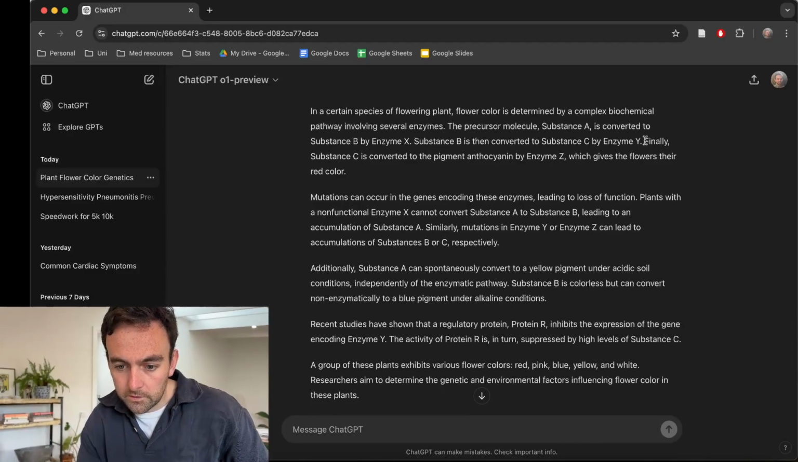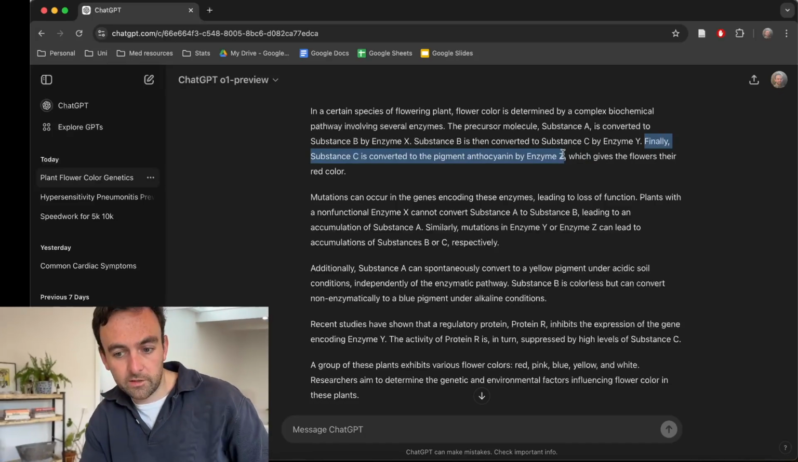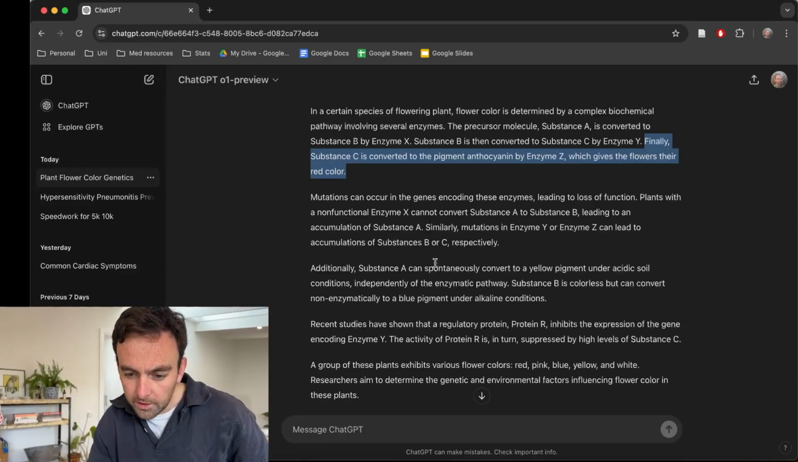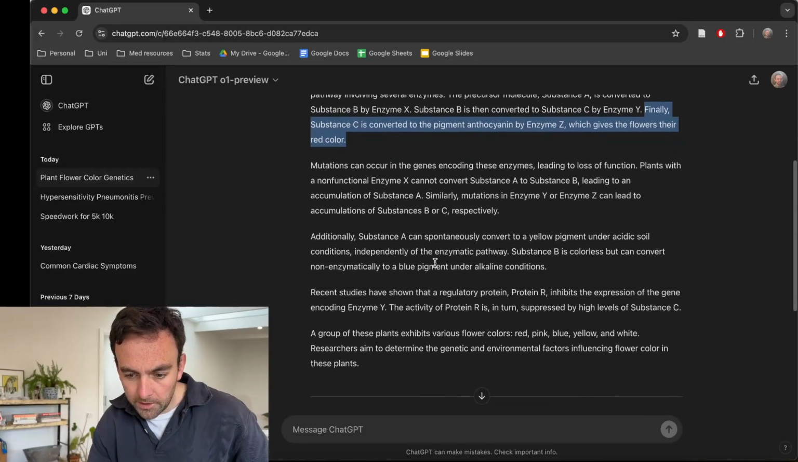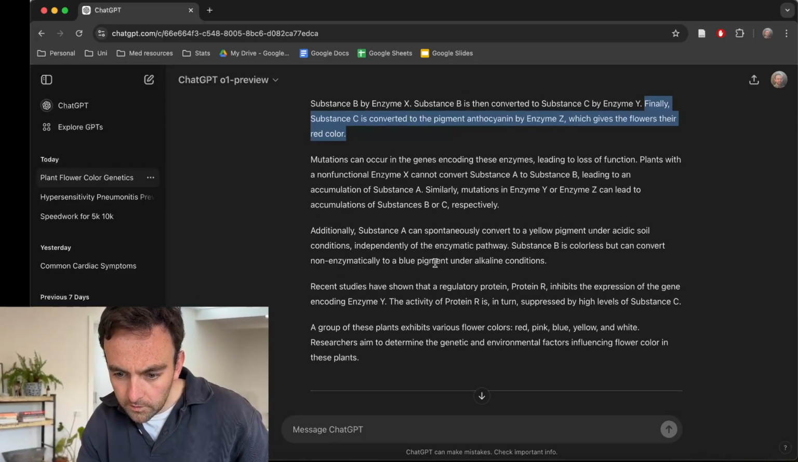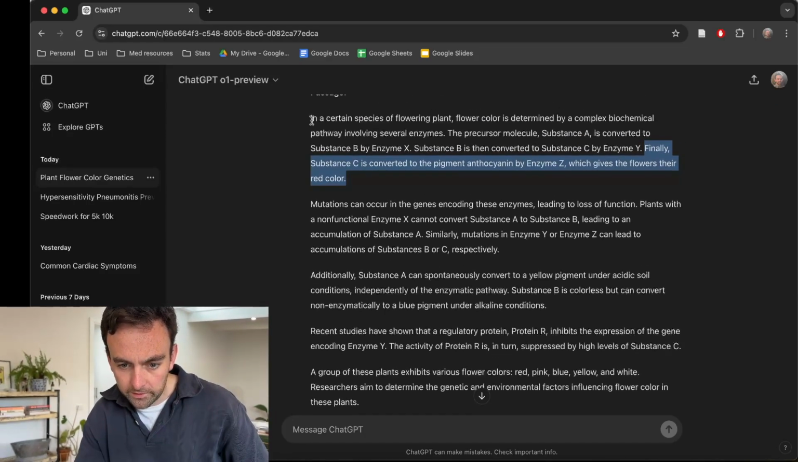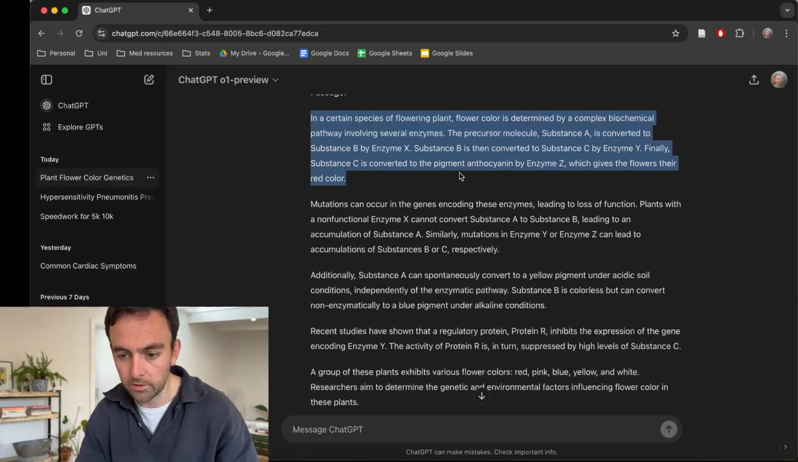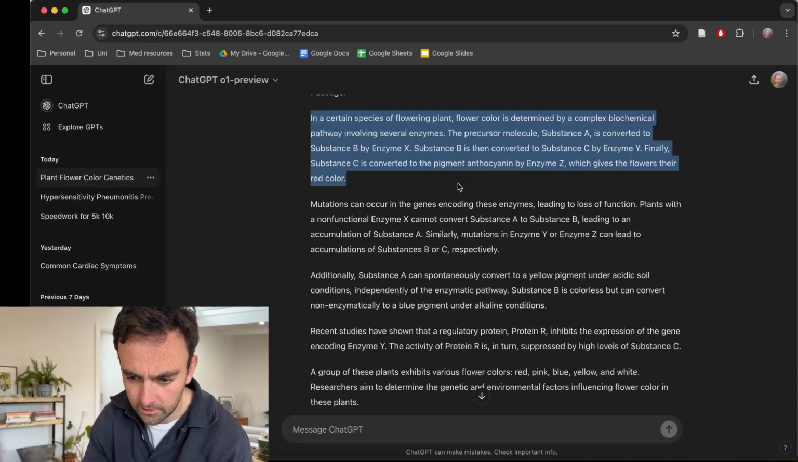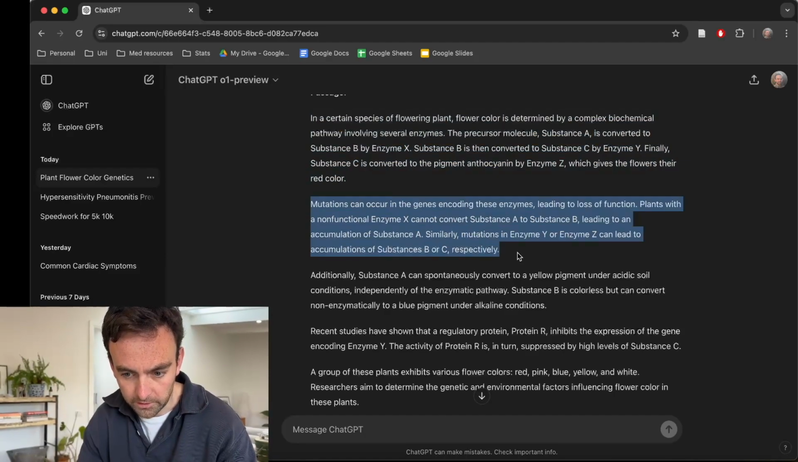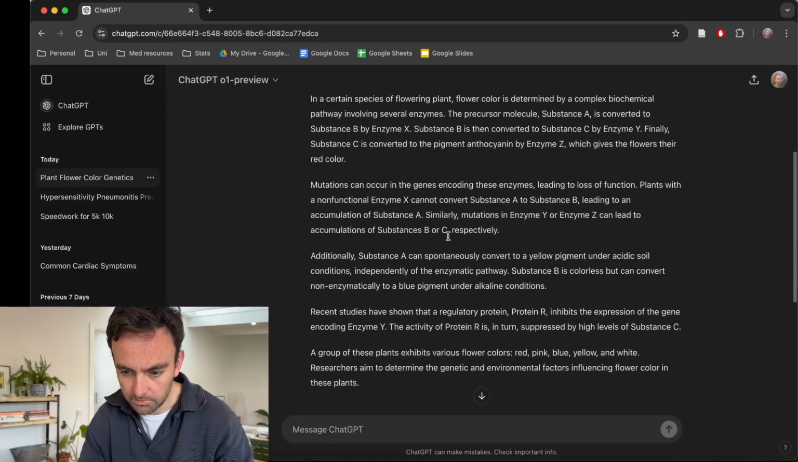So I'm reading this line here. Substance C is converted to the pigment anthocyanin by enzyme Z, which gives flowers their red color. So already that seems quite good. So I'm thinking, all right, I need something about pink colors. That all seems to be related. All these enzymes seem to be related to the color red. And then mutations can occur, which leads to a loss of function. That doesn't seem to be too relevant.